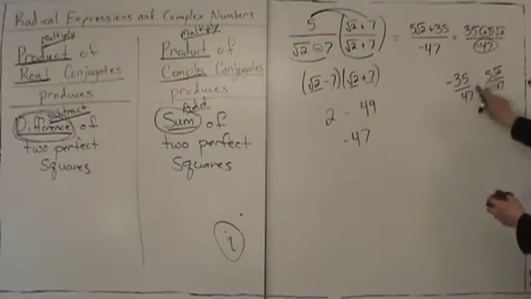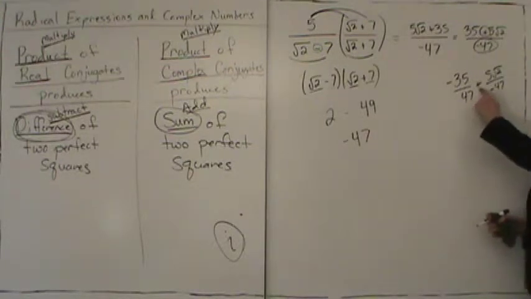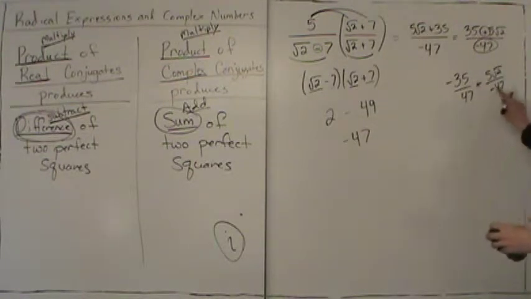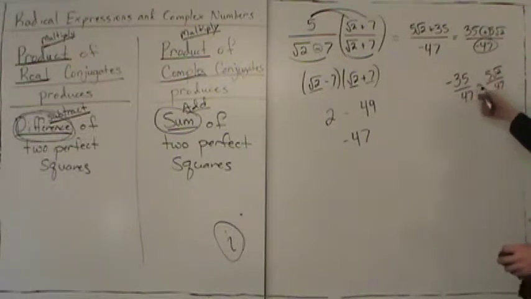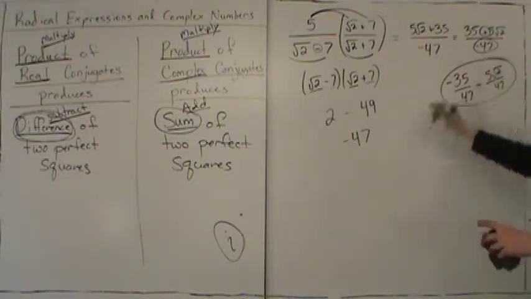So let's see that again. If you have addition and a negative down below, the negative can come out front, change the addition to subtraction. So we're going to take the negative out of the bottom and change this to minus 5 root 2 over 47. Question, does anything divide 35 and 47? No. Does anything divide the 5 and the 47? No. Then we are done. This is our final answer.